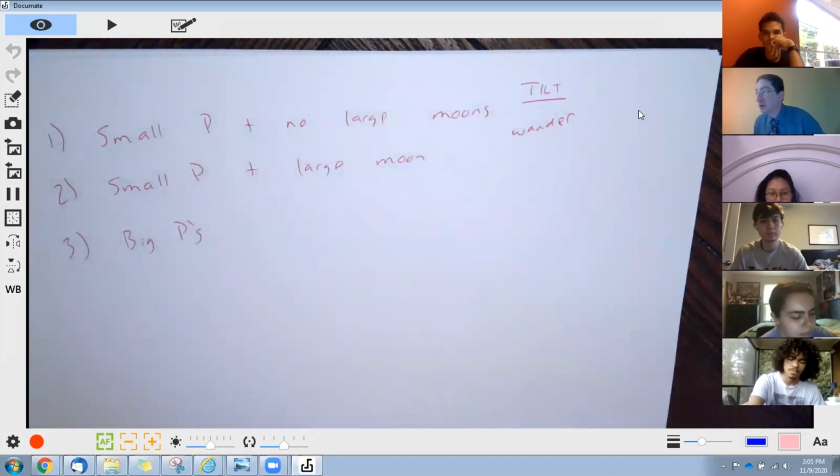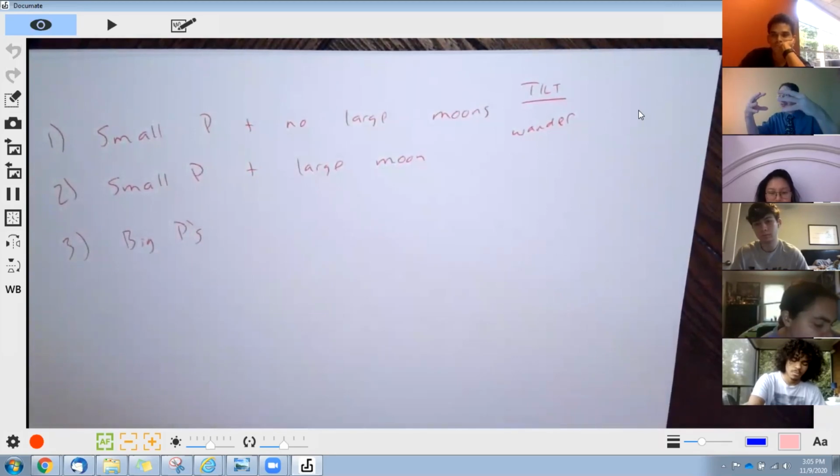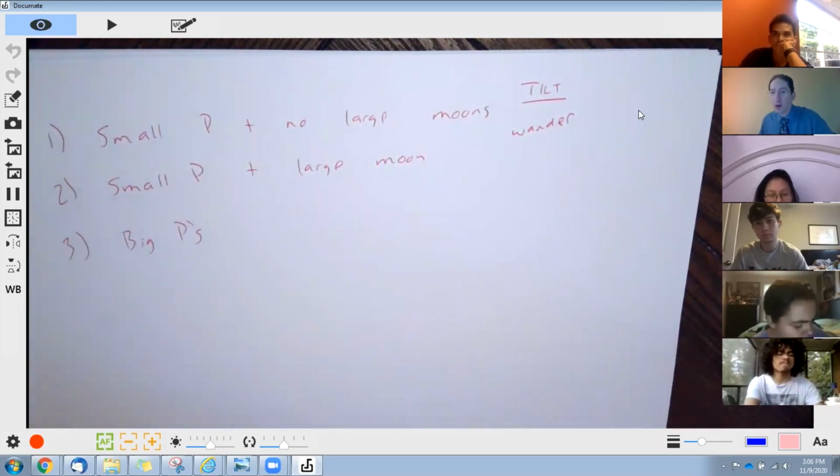Now, I should say Mercury. Mercury's a small planet with no moon, but that's a special case. It's close to the sun. It has not the tidal locking, but the 3-2 spin orbit resonance. So it's stretched out, and that elongation wants to point towards the sun. So because of the tidal forces, the rotation axis, as we talked about, is always perpendicular. Its tilt doesn't wander. It's locked in by the sun. So it's a special case.